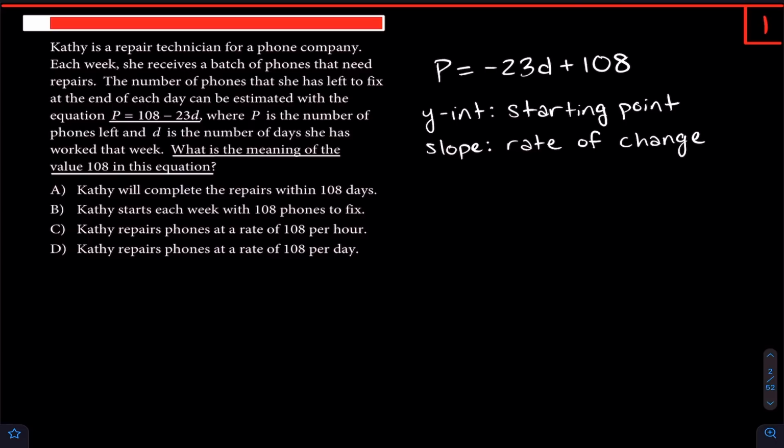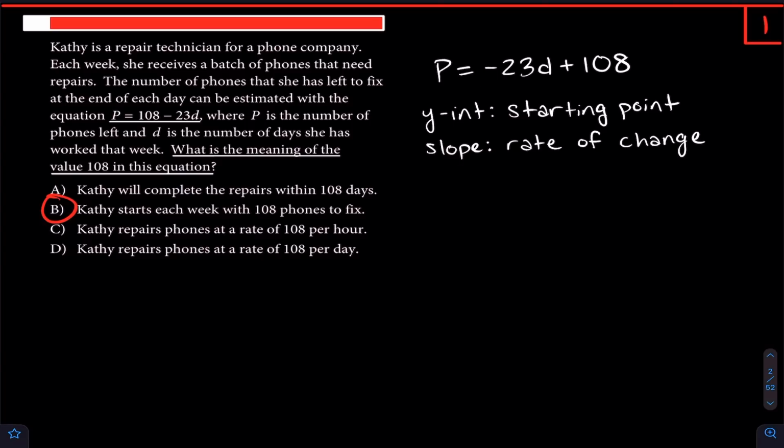And just with this information right here, if you understand that 108 here is your y-intercept, and you know that the y-intercept is a starting point, you already know that the answer to this problem is choice B. And the reason for that is because we'll look at the other answers. Choice A says Kathy will complete the repairs within 108 days. That says nothing about starting something, so no. Choices C and D are talking about rates. Well, the rates, that would be talking about the slope. And if we wanted to talk about the slope, we'd need to be talking about the negative 23.